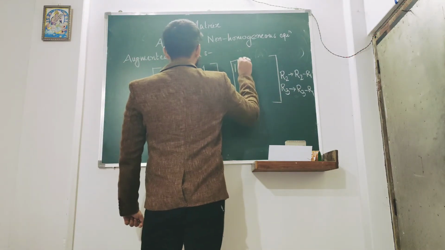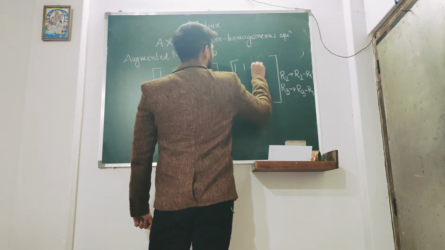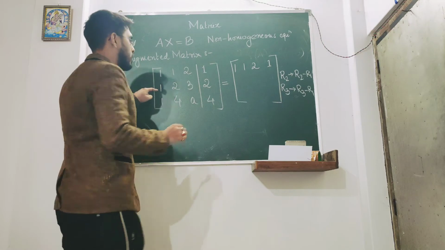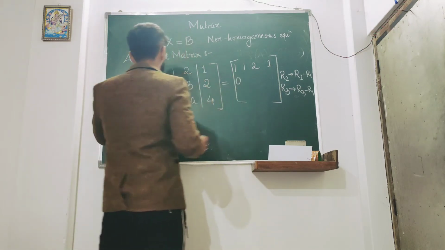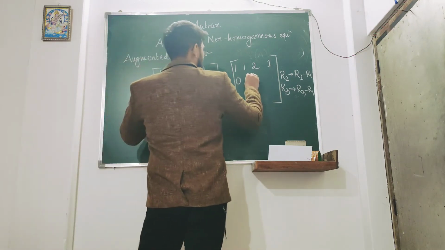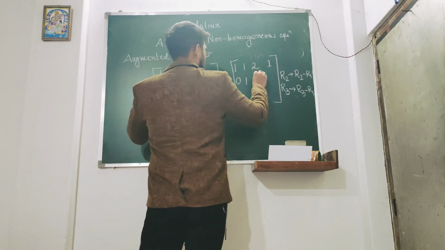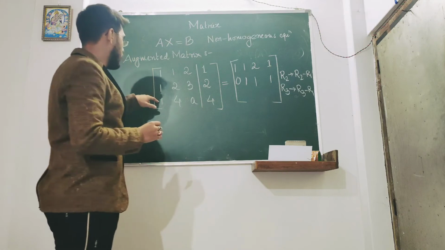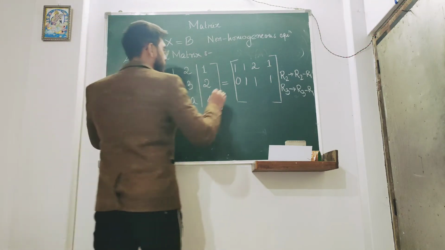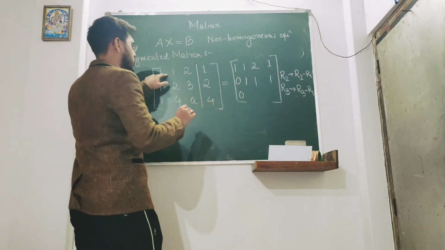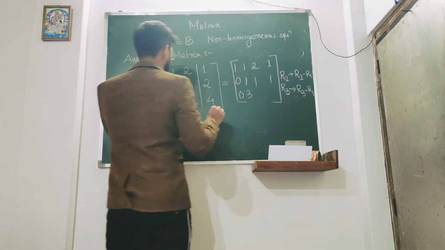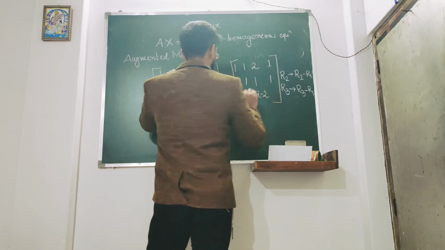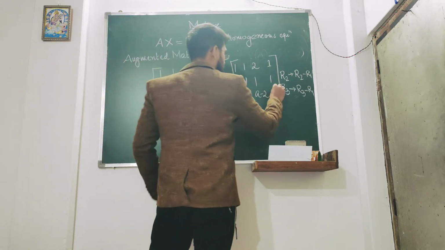So the first row will be 1, 1, 2, 1 as usual. For the second, R2 minus R1, the first entry will be 0 as you can see clearly, and this one will be 2 minus 1, which is 1. This one will be 3 minus 2, again 1. 2 minus 1 will again be 1. The third row will be 1 minus 1, again 0. Then 4 minus 1, which is 3. Then a minus 2, which will be a minus 2 only since we don't know what a is, and 4 minus 1, which is 3.